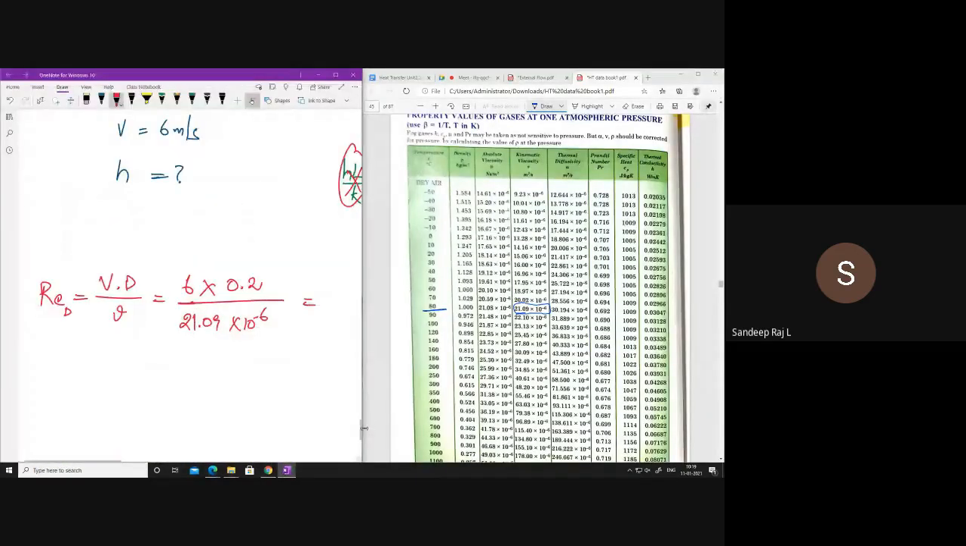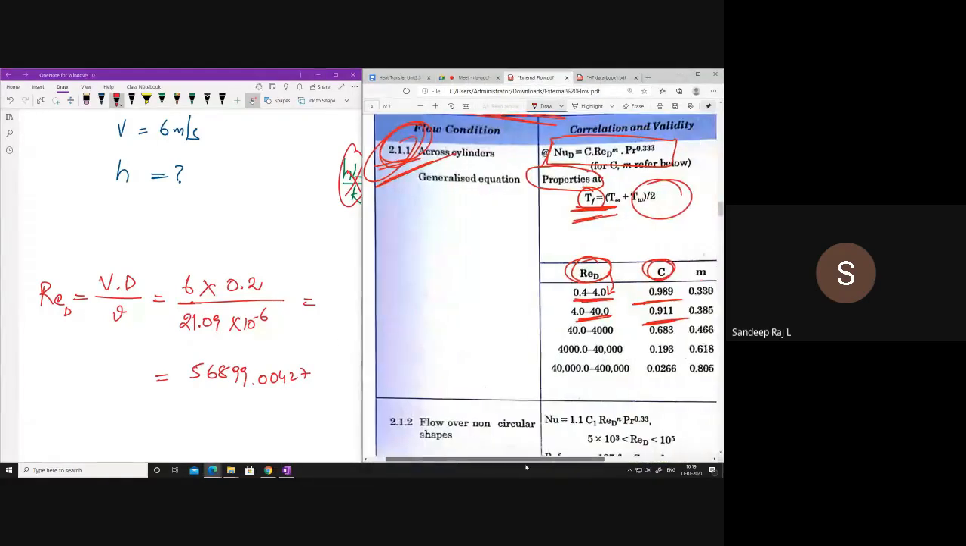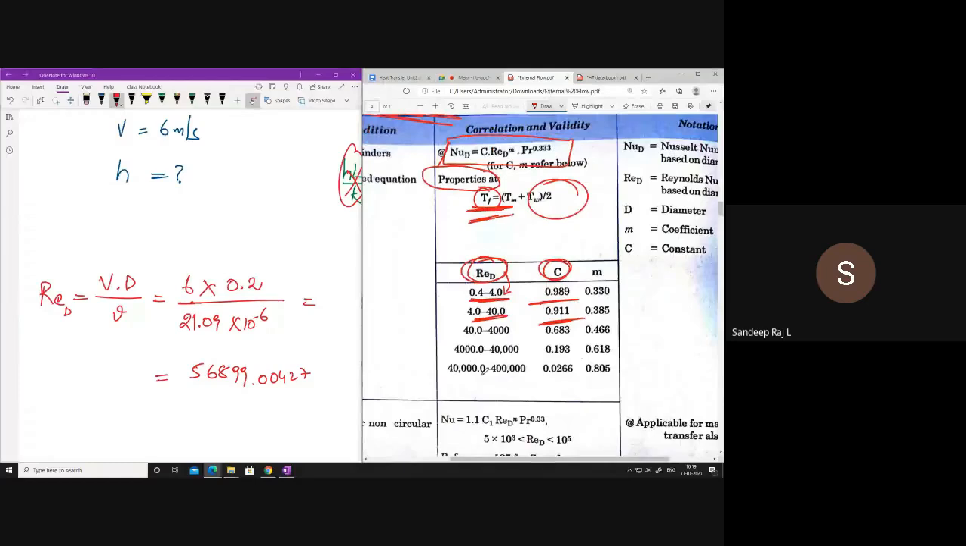Yes, the Reynolds number value is 56899, that is 0.00427 into 10 to the power of ... If this is the Reynolds number value, you can see the ranges for the Reynolds number here.